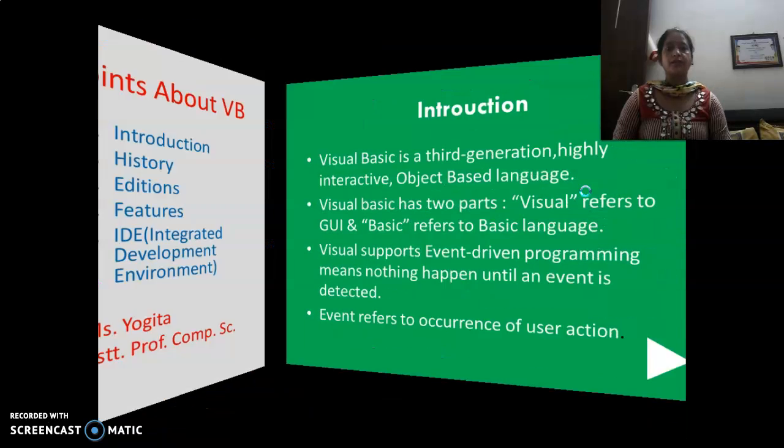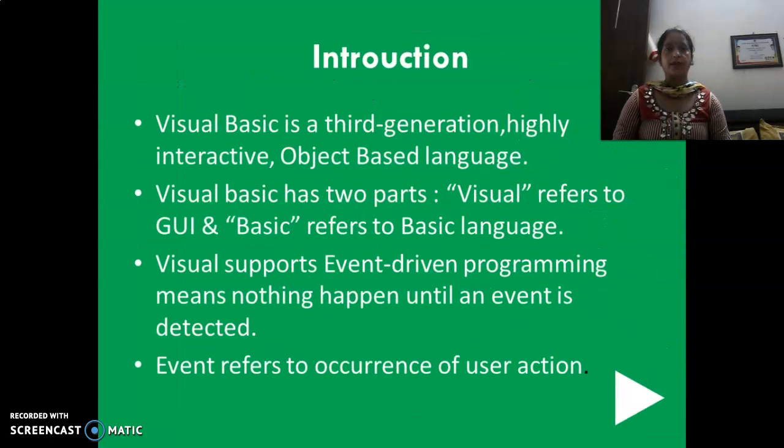Now, the first point, the introduction of Visual Basic. All of you know that there are low-level languages and high-level languages, and high-level languages come in the third generation languages. So, Visual Basic is a third generation language. Low-level language, or first generation language, is machine language. The second generation language is assembly language, and Visual Basic is a third generation language.